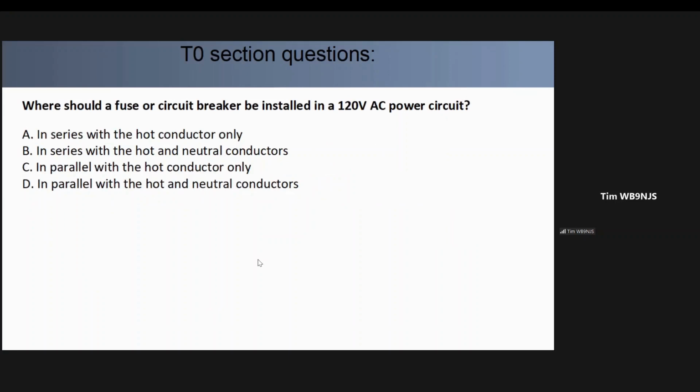Where should a fuse or circuit breaker be installed in a 120 volt AC power circuit? If you're building your own equipment, you better know that you want it connected in series with the hot conductor only. The hot conductor is the black wire in that line cord. So that would be in hot conductor only.